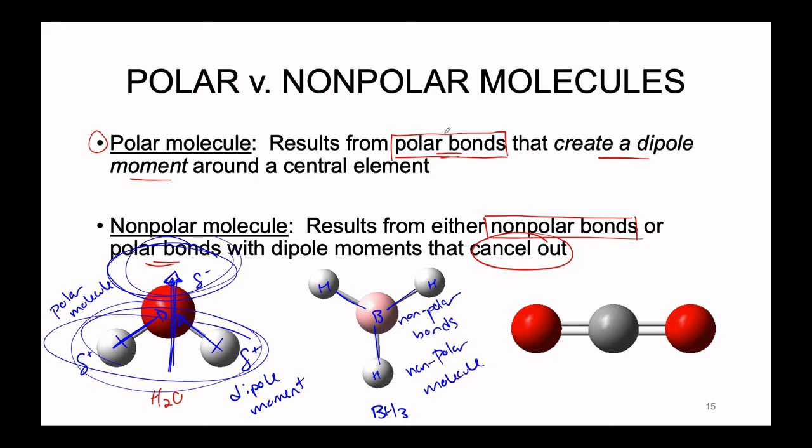All right, so far we've looked at the case where we have polar bonds that do not cancel out. We get a really nice dipole moment. That was our water example. The nonpolar molecule case that results from nonpolar bonds inside of the molecule was our BH3 example. Now let's look at the last case: a molecule that contains polar bonds, but the dipole moments are going to cancel out. The molecule that gives us a good example of this, that honor goes to carbon dioxide.